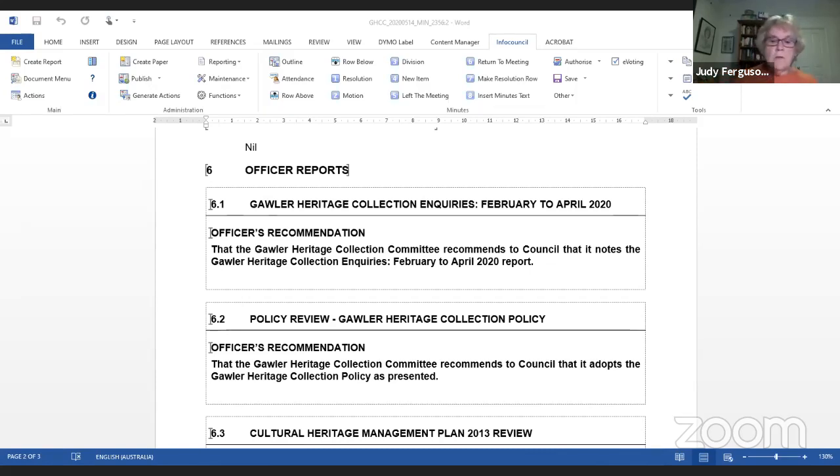The collection inquiries. Would you like to speak to that, Jacinta? Thank you, Chair. So just to bring to the attention of the committee, we had 40 inquiries, which is a similar number to what we have been receiving in a quarterly period since the Cultural Heritage Centre opened in April last year. There were inquiries from Western Australia, Victoria and Queensland, and there were also 2 internal inquiries that we helped out with.